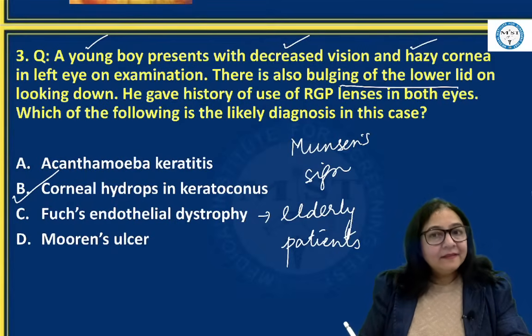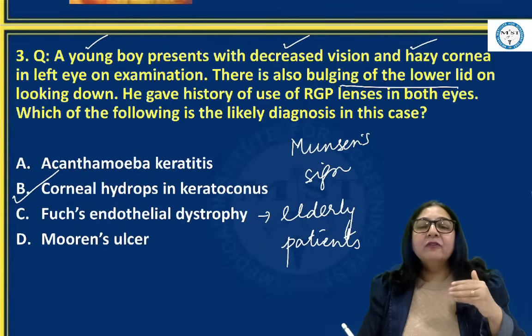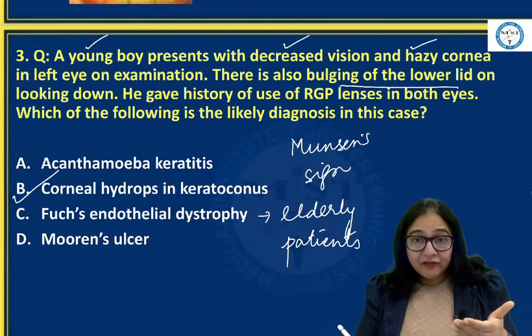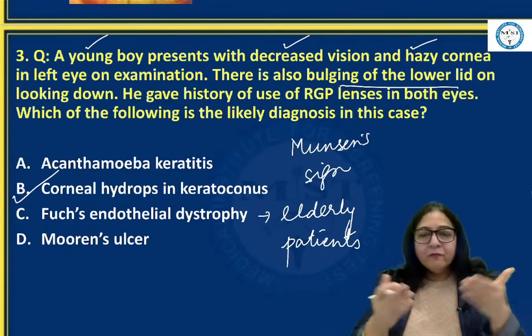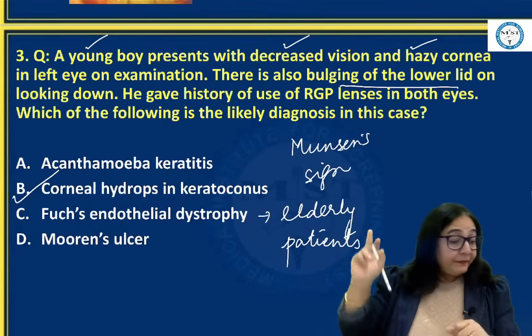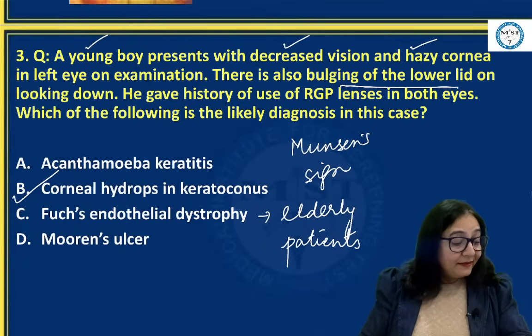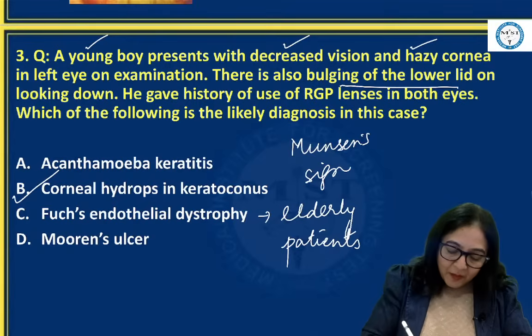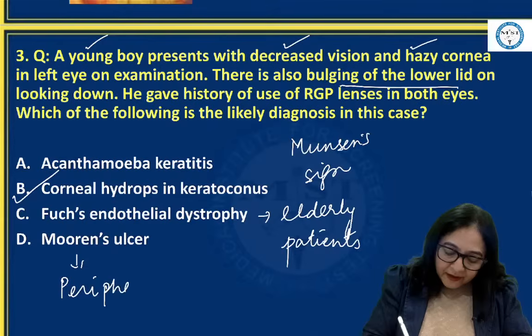Again, in these cases, there is hazy cornea because of corneal decompensation, but there won't be any history of RGP lenses or Munson sign. And what is Mooren's ulcer? What is Mooren's ulcer? Mooren's ulcer is a type of peripheral ulcerative keratitis.